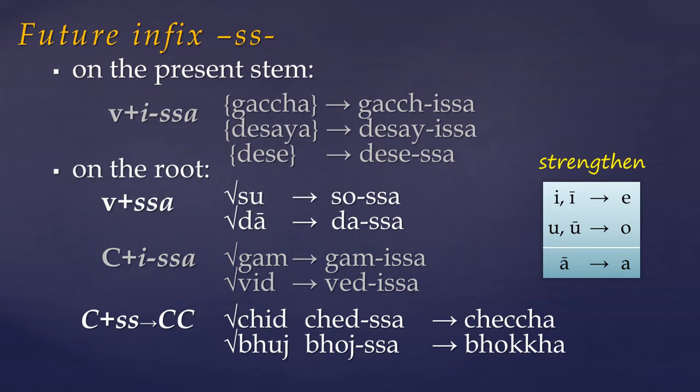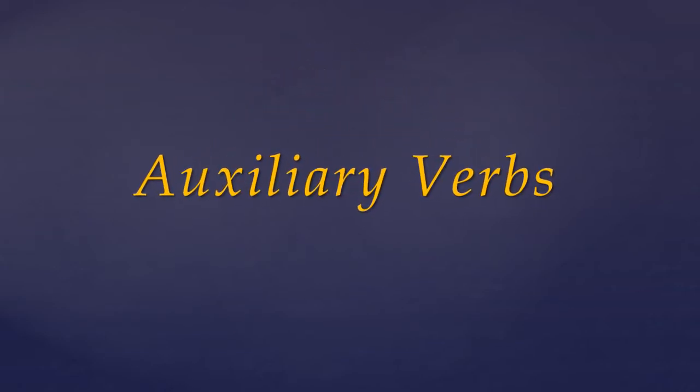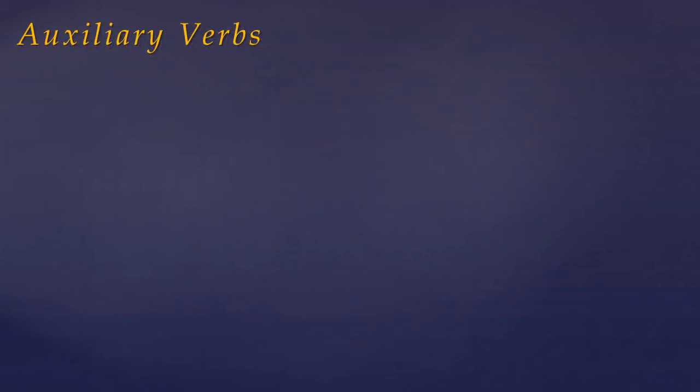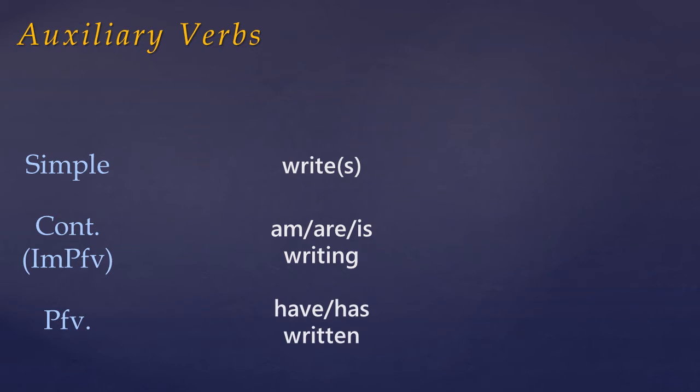Okay, let's move on to auxiliary verbs in Pali. This is quite a complex area, and I've also discussed this in depth in other tutorials, so this will be a recap. But it's important to understand that there are three verbal aspects. The simple, which covers straight facts, I write. The imperfective, also called the continuous or progressive, which indicates something ongoing, I am writing. And the perfective, which indicates something that is complete or finished, I have written.